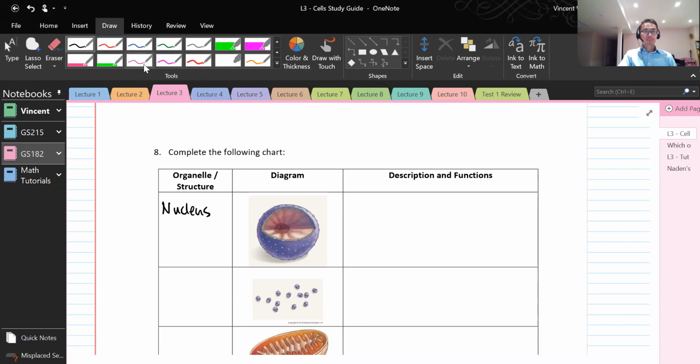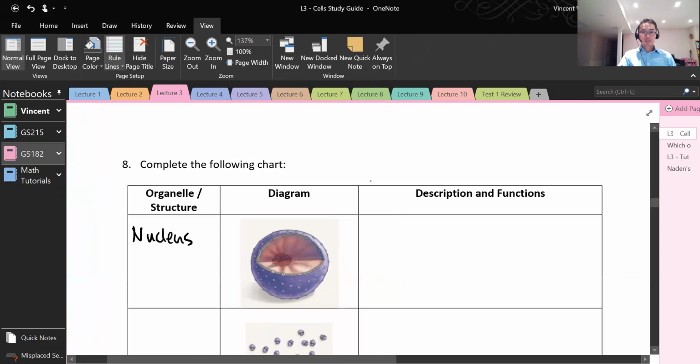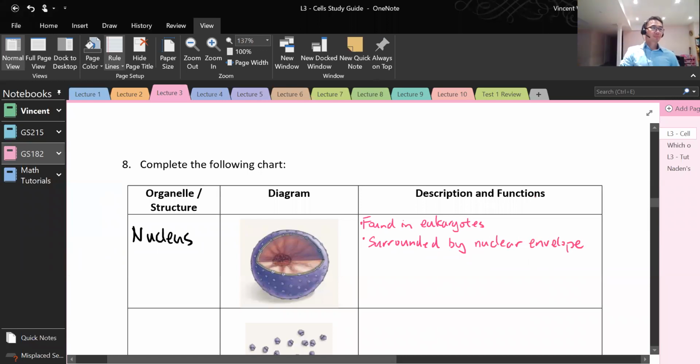Let's write down: found in eukaryotes, with some exceptions that we mentioned earlier. It is surrounded by a nuclear envelope, which is just a membrane. And this nuclear envelope, as I mentioned earlier, is continuous with the rough ER.